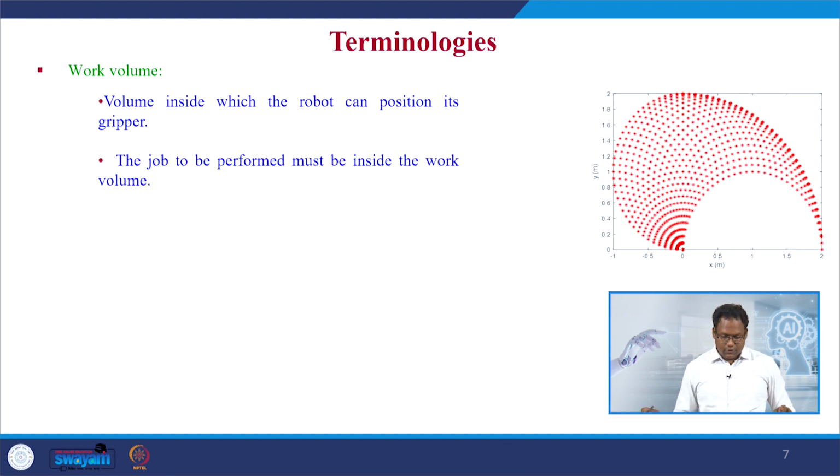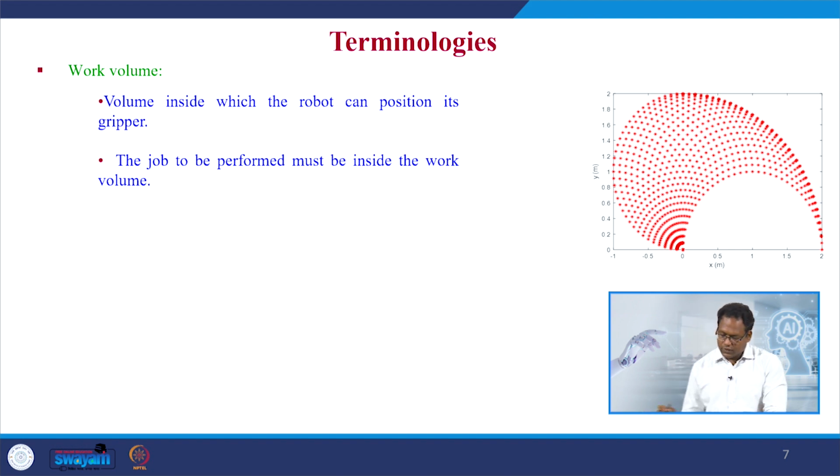Now coming to the terminologies associated with the robotic systems. One is work volume, and work volume indicates the volume inside which the robot can perform or position its gripper. That means the given task to be performed by a robotic system must be given well within the work volume.